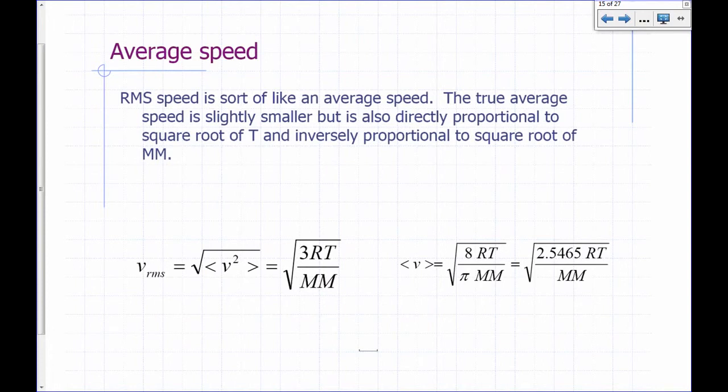So like I said, RMS speed is sort of like an average speed. The true average speed is actually just slightly smaller than this, but it can also be shown to be directly proportional to the square root of the temperature and inversely proportional to the square root of the molar mass. In fact, if this is the formula for the root mean square speed, you can show, and we're not going to do it at this level, but in a higher level physical chemistry class you'll show, that the average speed is equal to the square root of 8RT over pi times the molar mass. And 8 over pi is just 2.5465.